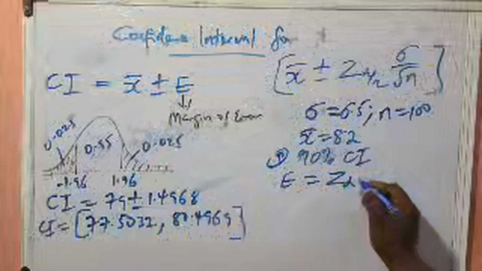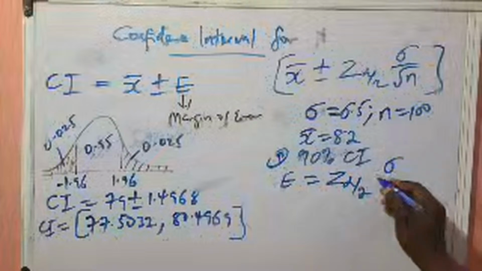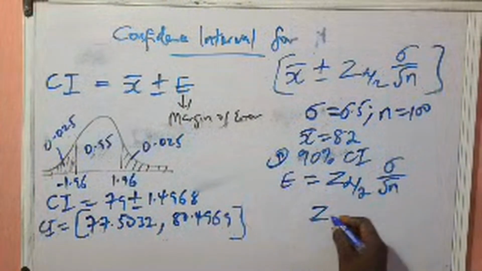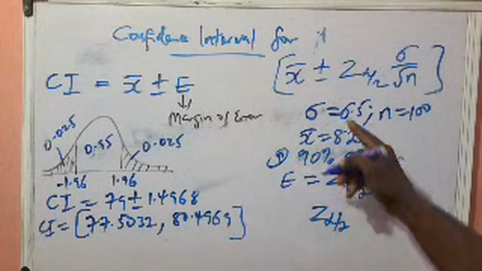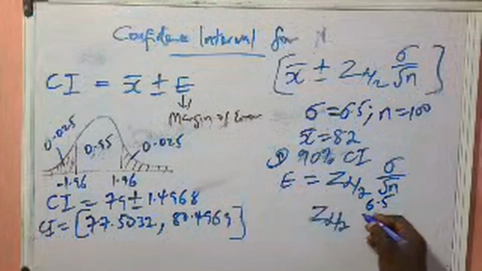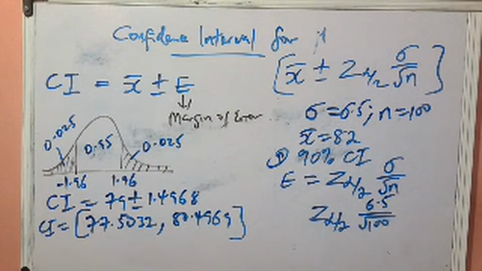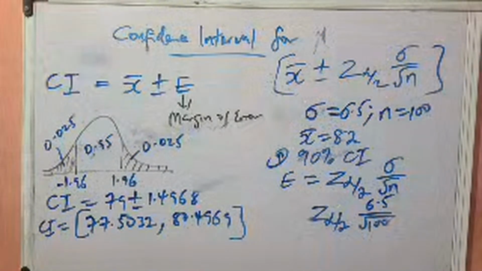That will be Z alpha over 2 times sigma over square root of n. Whatever my Z alpha over 2 is, I know my sigma to be 6.5 and I know my n to be 100. Obviously, the square root of n will be 10, so I can write this as 10. Now I want to go on to find my critical value, my Z alpha over 2.